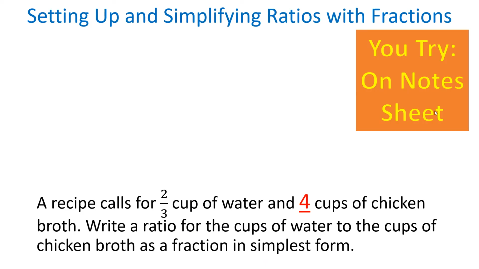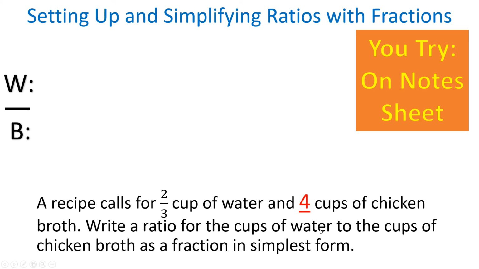Now this is the you try on your note sheet, and the missing value you need to fill in is 4. So the recipe calls for 2/3 cup of water and 4 cups of chicken broth. Write the ratio for the cups of water to the cups of chicken broth as a fraction in simplest form. So please pause the video and try to set this one up before you watch it, and maybe even do the entire problem. Really try it.